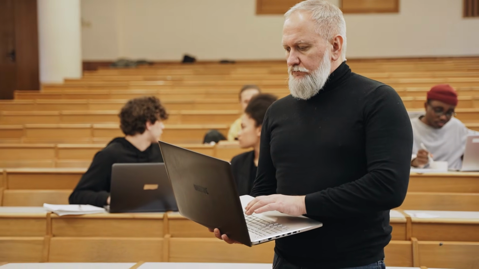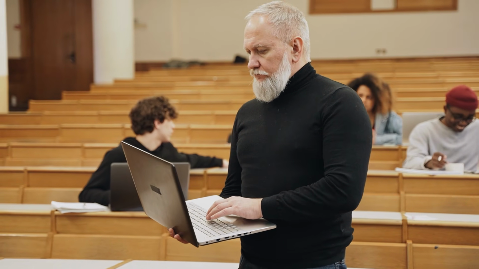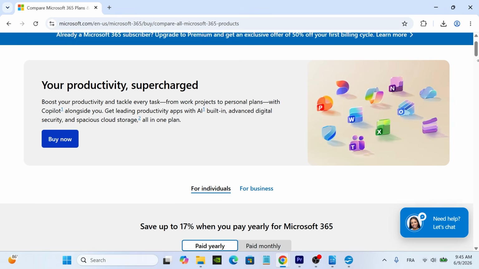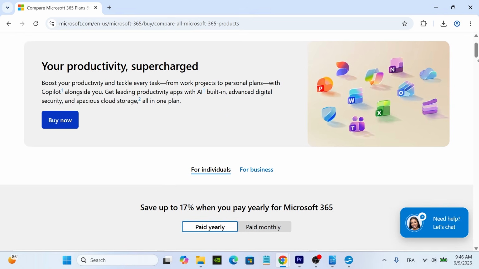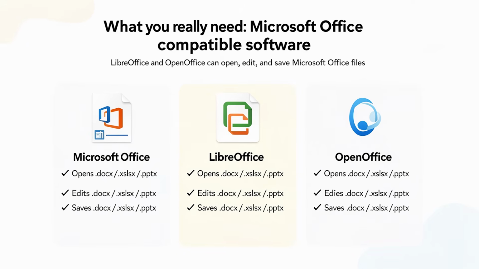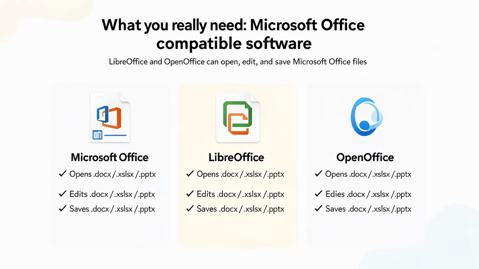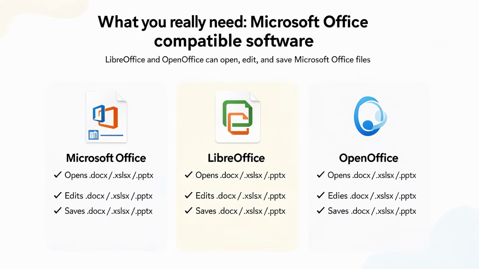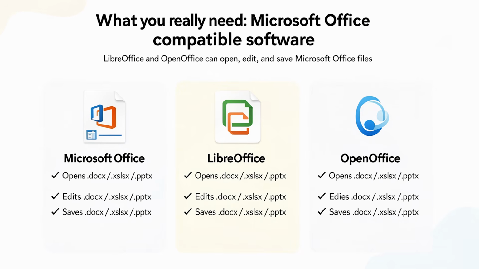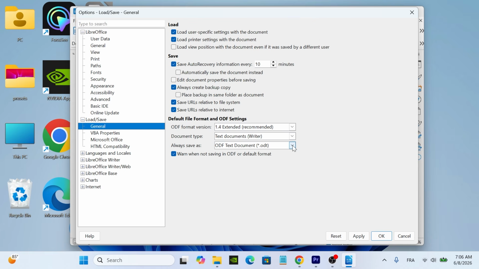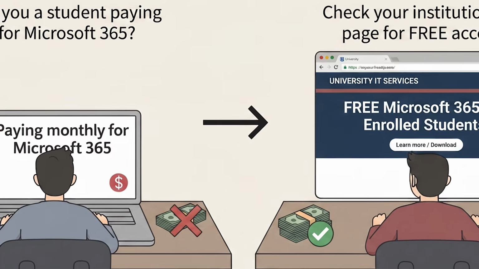Now let me address something that comes up constantly: the "my professor said I need Microsoft Office" situation. If you are a student and you have been told you need Microsoft Office, check the exact wording of that requirement very carefully. In almost every case, what is actually required is Microsoft Office compatible software, meaning software that can open, edit, and save in Microsoft Office file formats, which is exactly what LibreOffice and OpenOffice do, once you set the default save formats as we showed earlier.